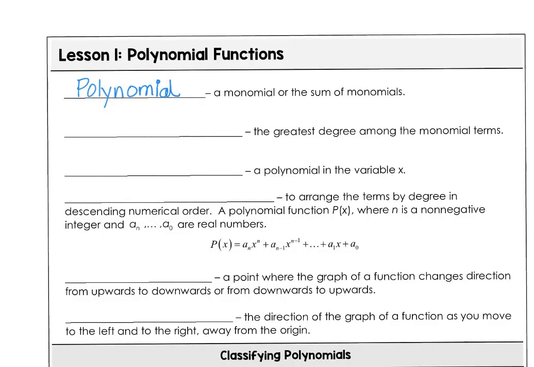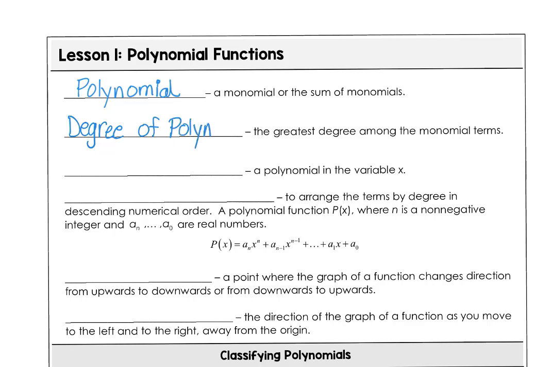This is Lesson 1 in Chapter 5. We're looking at polynomial functions today. We call a polynomial a monomial or a sum of monomials. A monomial is one term. And the greatest degree among the monomial terms is known as the degree of the polynomial. The degree of the polynomial.